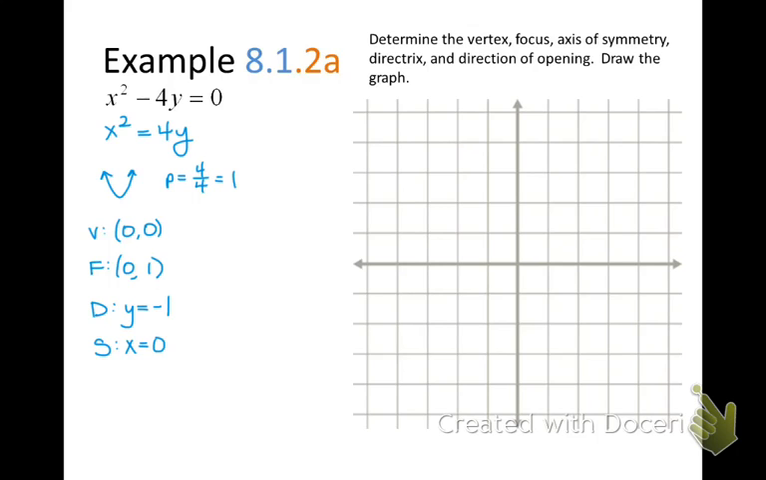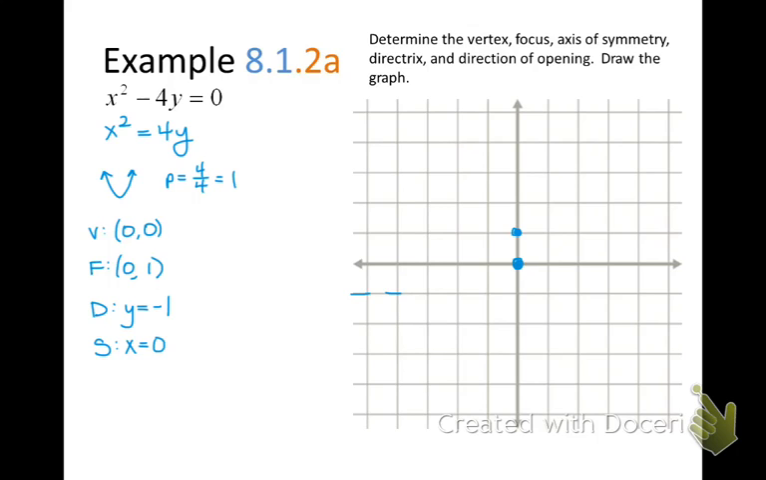So first, let's plot our vertex. That's going to be at the point 0, 0. My focus is at 0, 1. My directrix is at y equals -1.